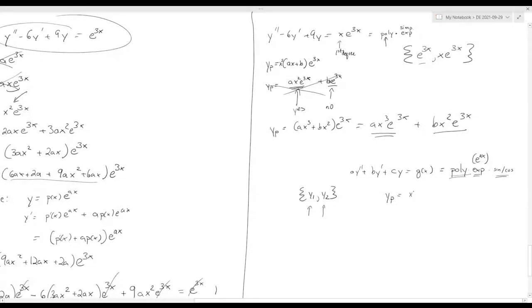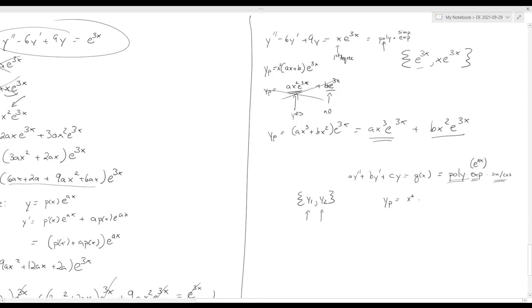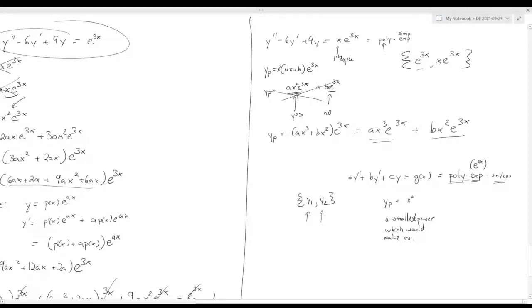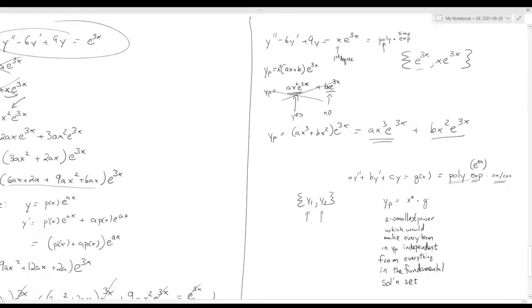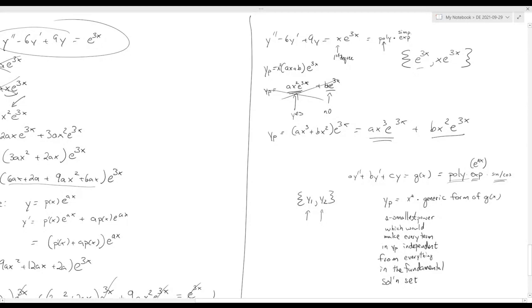And you have to multiply by the smallest power of x. So let me say, this s is the smallest power which would make every term in the particular solution independent from everything in the fundamental solution set. And then that's going to multiply some generic form of g. And we'll keep doing examples because we still have to look at sine, cosine.